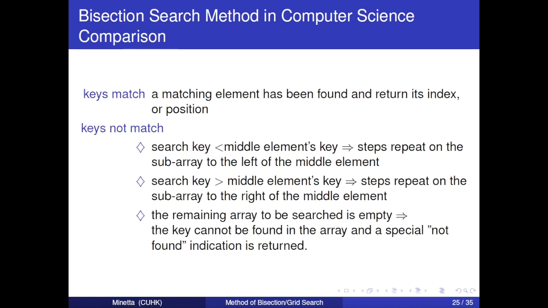In each comparison, if the case matches, we find the search key value. Otherwise, there are three situations. If the search key is less than the middle element's key, then the steps repeat on the subarray to the left of the middle element. Or if the search key is larger than the middle element's key, then the steps repeat on the subarray to the right of the middle element. Or the remaining array to be searched is empty, and a not found indication is returned.